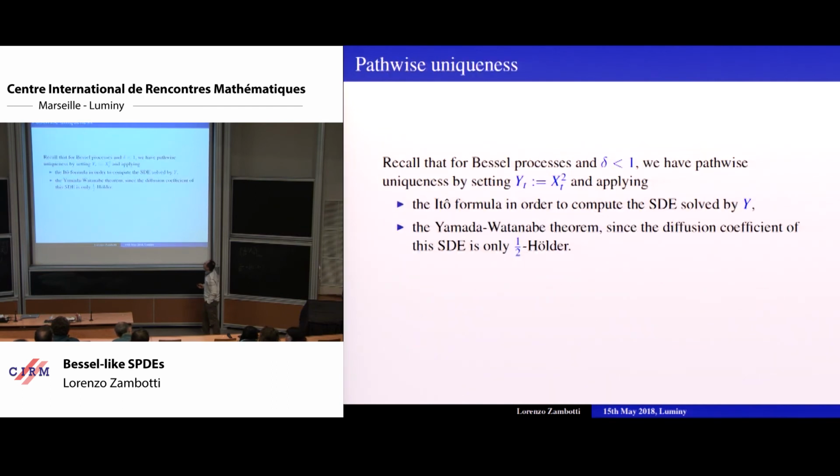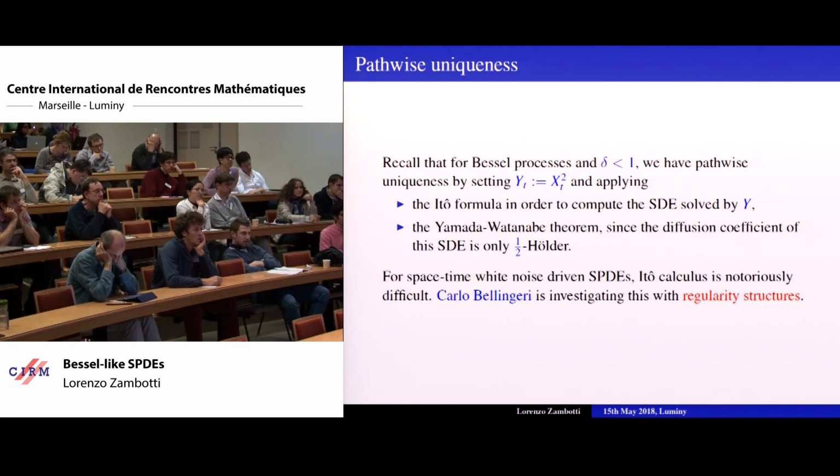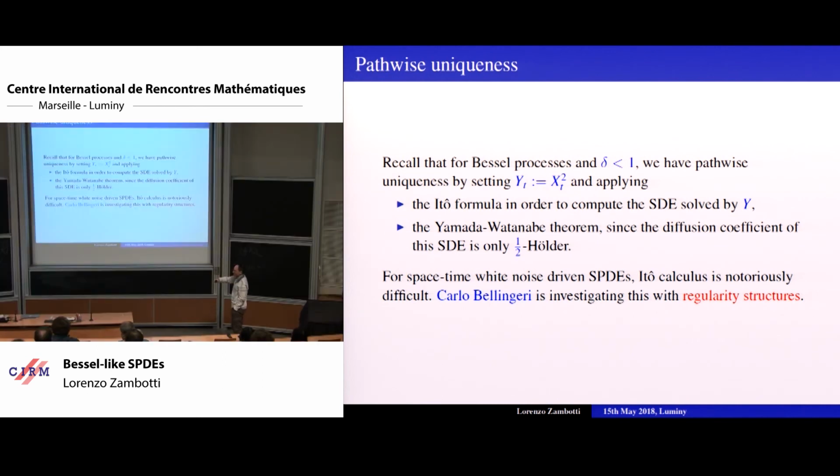Okay. Now, again, pathwise uniqueness. I said it before, I repeat it. For Bessel processes, you take the process, you square it, and then the Ito formula tells you what is the SDE satisfied by Y, and the Yamada-Watanabe theorem gives you existence and uniqueness for Y, and therefore for X. Okay, for space-time white noise SPDEs, Ito calculus is difficult. Carlo, who is here, is investigating this with regularity structures, but before we get to a theory like this one, Carlo will have to work a lot.